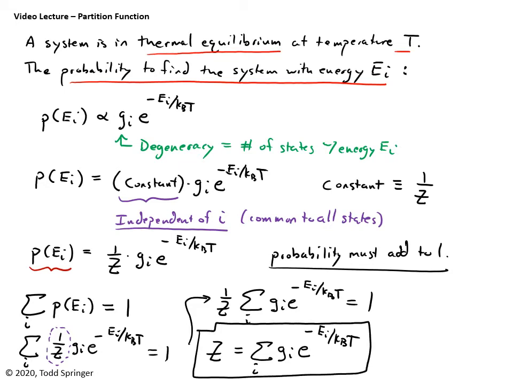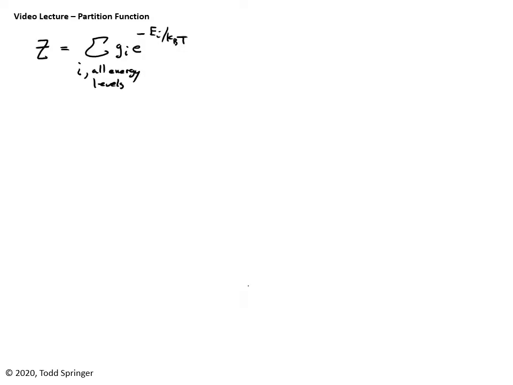This Z is sometimes called, well, in English, it's called the partition function. And that's the constant of proportionality that makes it so all the probabilities add up to 1. So this thing called the partition function is found by summing up this factor over all of the energy levels. So i is running over all energy levels.